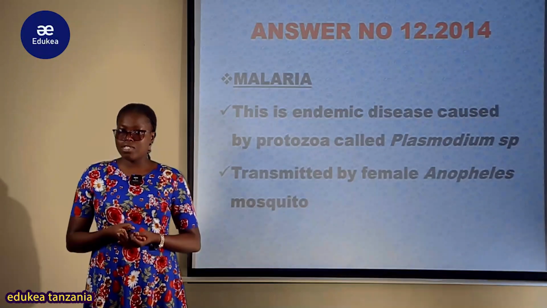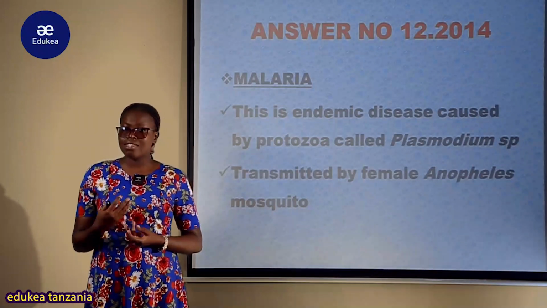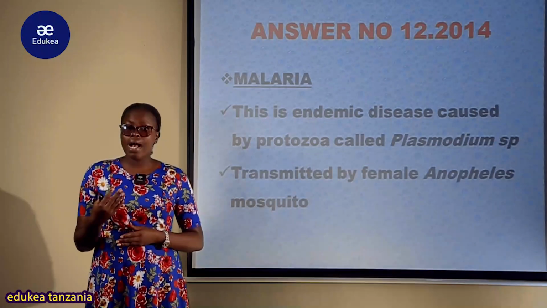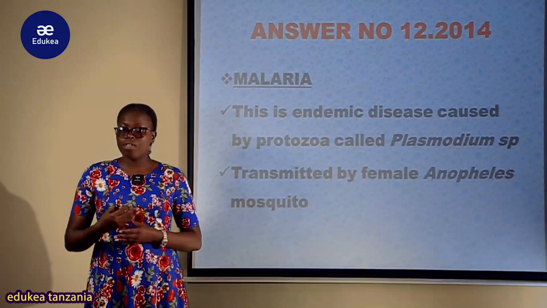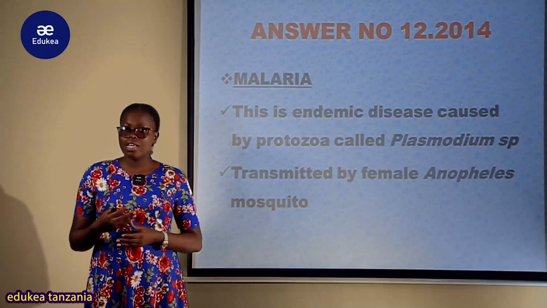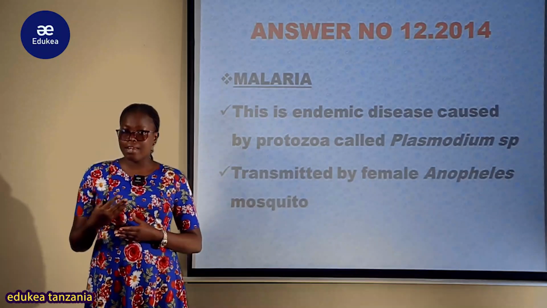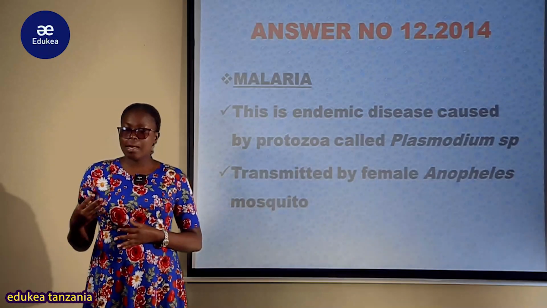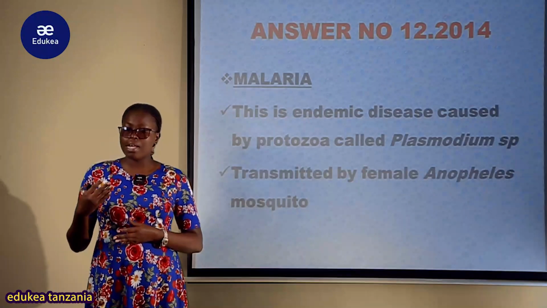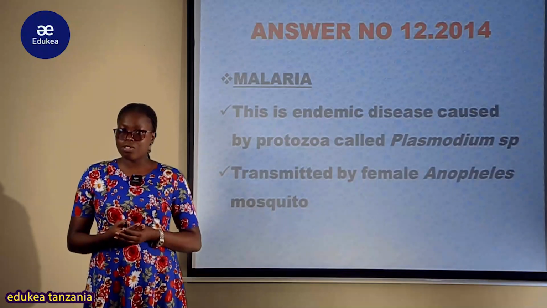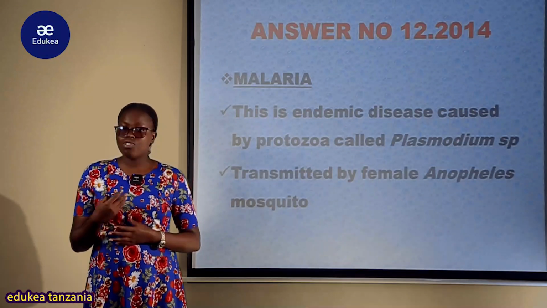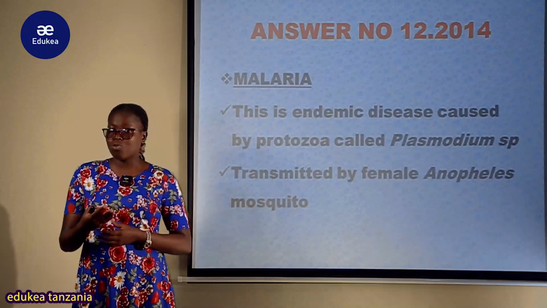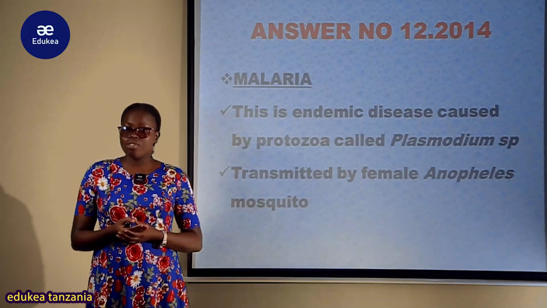How is this disease transmitted? Malaria is transmitted by the female Anopheles mosquito, which acts as a vector or carrier of the Plasmodium species, especially Plasmodium malariae. Once this female Anopheles takes a blood meal from a person, it injects the Plasmodium, such as vivax, falciparum or malariae, which cause malaria at the bitten area.